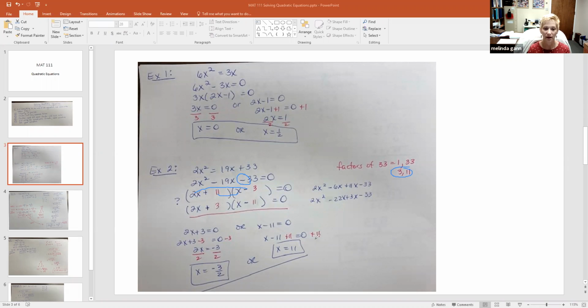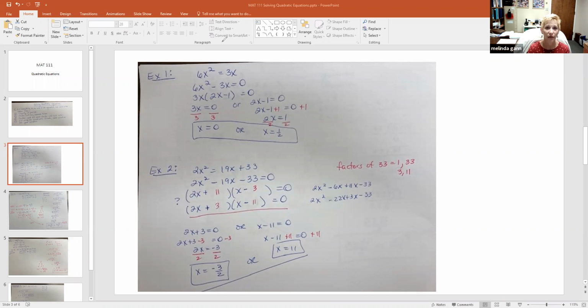When I added 11 to both sides, I got 11 for this one. I subtracted 3 from both sides and got 2x would be a negative 3, then divided both sides by 2 and got x to be a negative 3/2. So again, this answer works or that answer works, okay? So sometimes with quadratics, you get 2 different answers, okay?